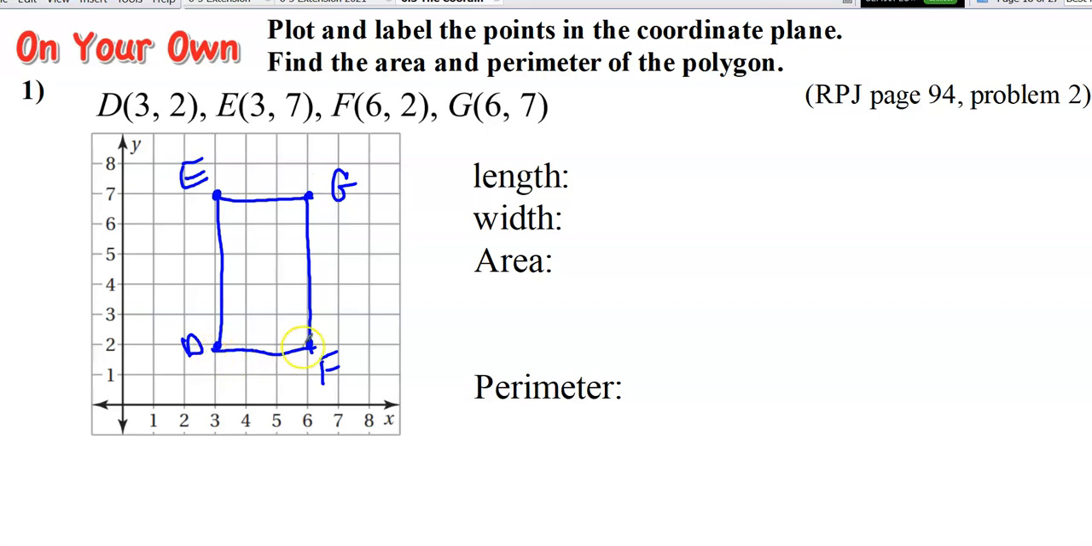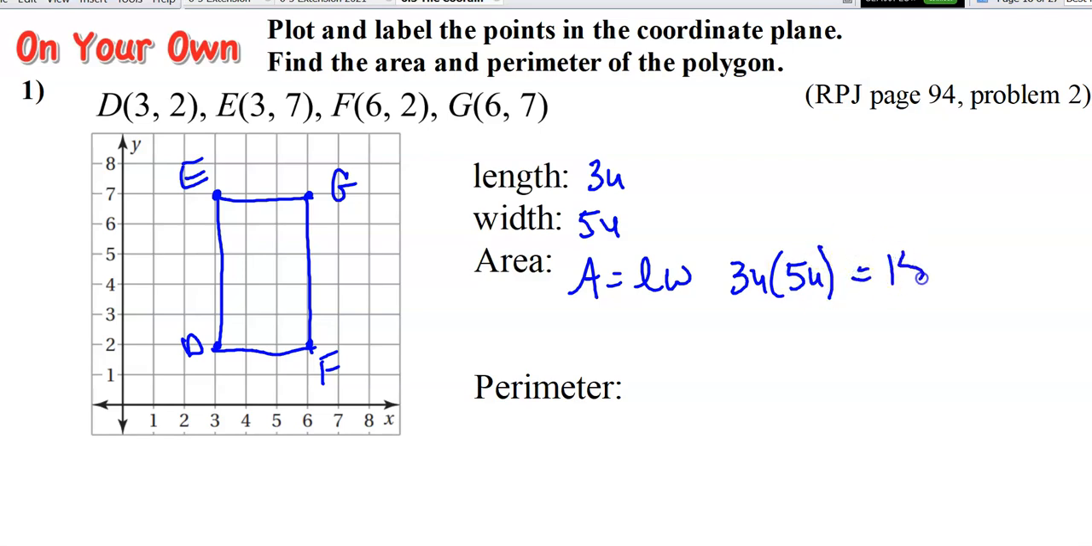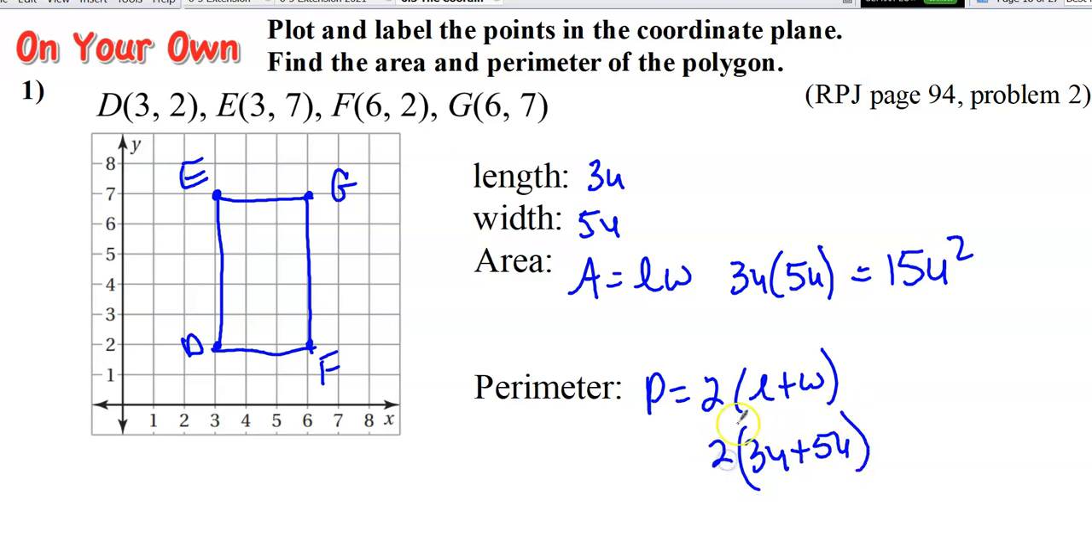So the length is 1, 2, 3. I've got 3 units. And my width is 1, 2, 3, 4, 5 units. Area equals length times width. So I'm going to do 3 units times 5 units equals 15 units squared. And my perimeter, P equals 2 times (L plus W). So I have 3 units plus 5 units times 2. This is a total of 8 units times 2 equals 16 units. Okay, so this is 16 units around the outside, and there are 15 square units inside.